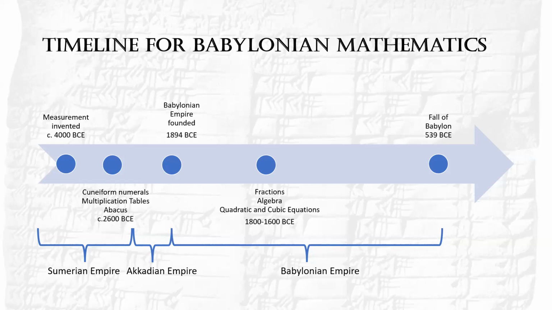As far as a fully formed mathematical system, we start to see that around 2600 BCE. And then the Babylonian Empire takes over from Akkad, and then we really start to see some stuff happening. So we see fractions and algebra and quadratic and cubic equations during the Babylonian Empire period in that area. So there were 3 empires in the area at the time: the Sumerians first, then the Akkadians, and then the Babylonians.